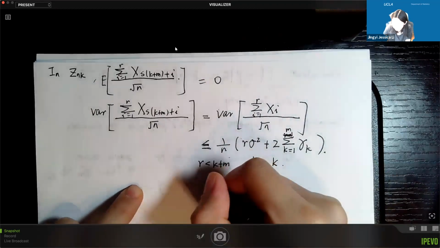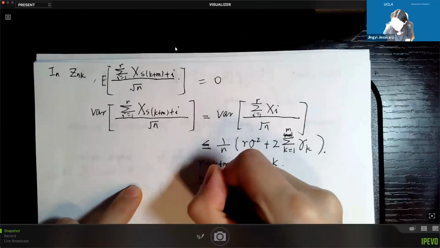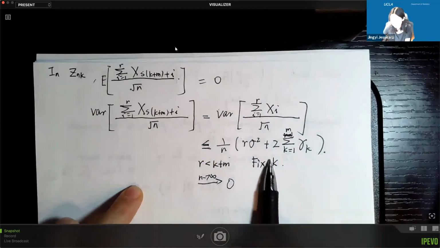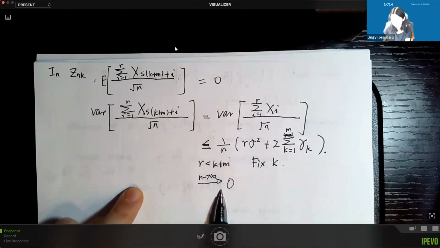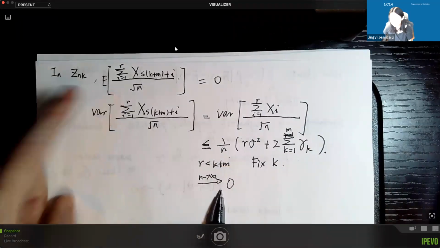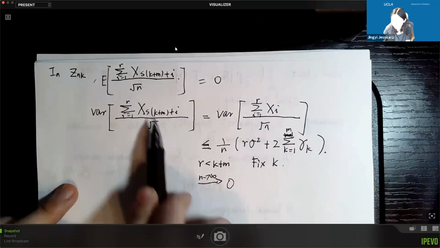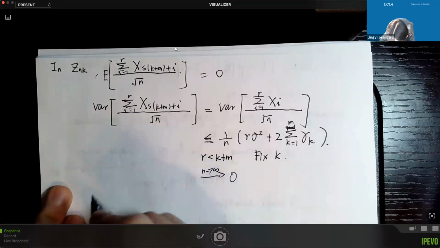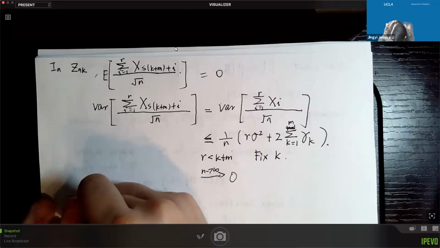So then this one, as n goes to infinity, will go down to 0, right? Because I have a fixed k, then this becomes a constant, then I'm good. So in other words, for this term, if I only worry about m, I can have the remainder going to 0. Then in zk, I only have another term to deal with.